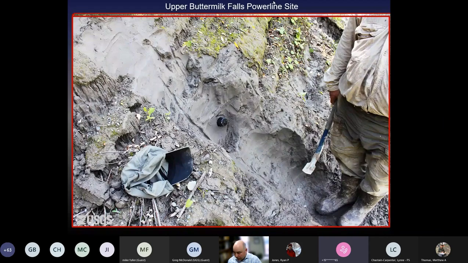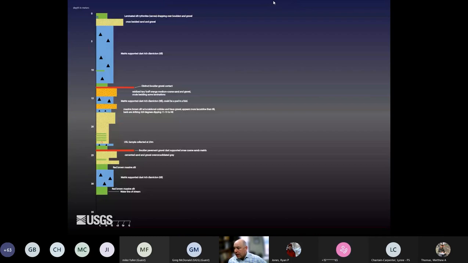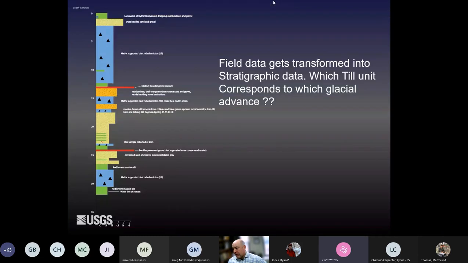Here we are collecting a sample for our optically stimulated luminescence dating, trying to get a handle on chronology. And so here's basically, right, we take our field data, we transform it into this. And then, of course, we have all these blue colors, which represent glacial till units. And as I've just dazzled you with all of this chronology and this oscillation of ice fronts, which glacial till unit corresponds to which glaciation? And this is part of our three-dimensional puzzle or game we're playing here in New York and other places in New England as we try to understand the 3D framework of these glacial deposits.